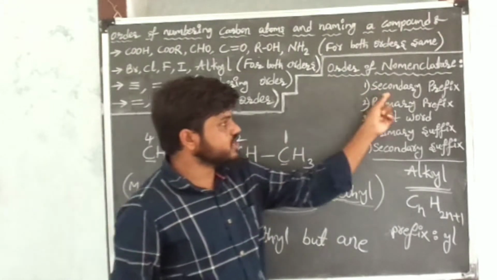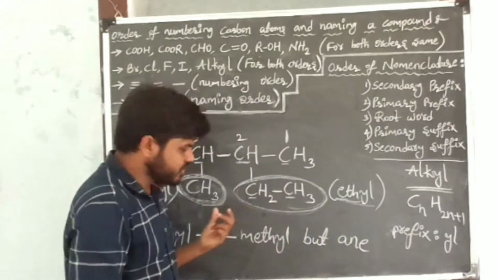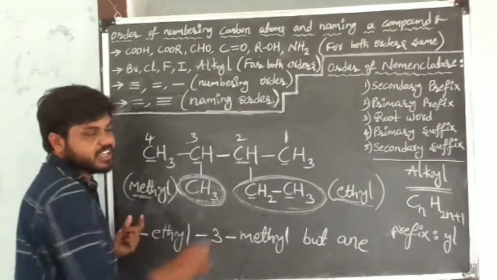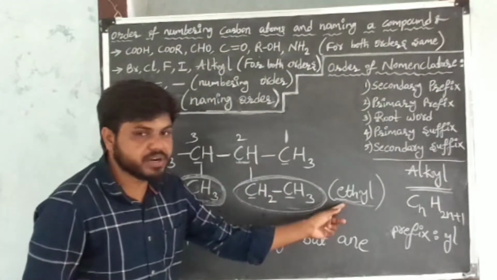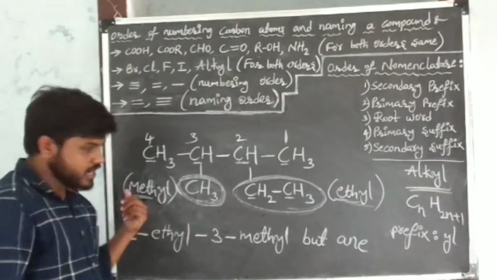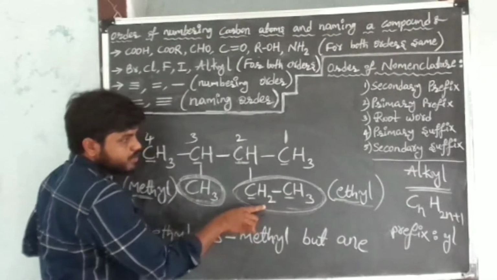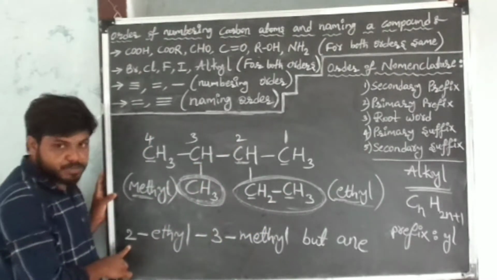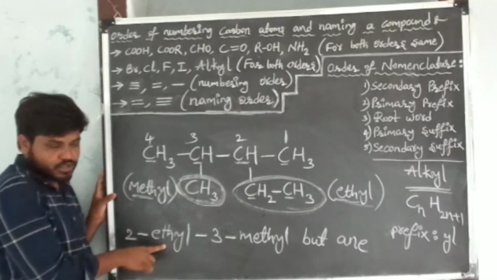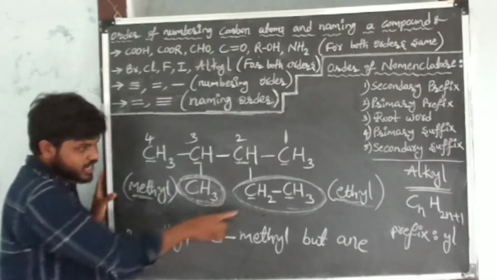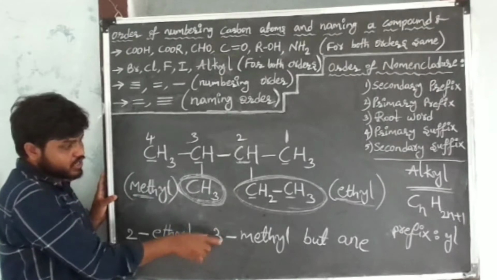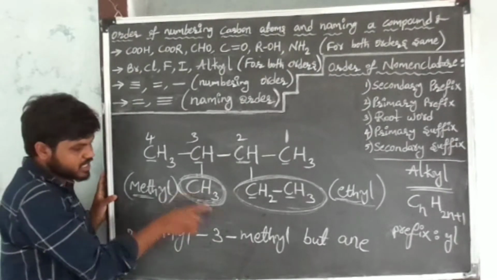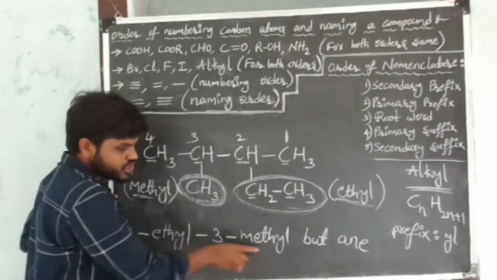After giving numbers, first write the secondary prefix. What are the secondary prefixes here? Methyl and ethyl are the secondary prefixes. When you write the names also, first give the priority to ethyl, then methyl, right? First I wrote ethyl. Ethyl position is second carbon, and the prefix is ethyl. Position and prefix. After writing ethyl, take the methyl. Methyl position is third, I wrote. The prefix of methyl is methyl, I wrote. Position and prefix.